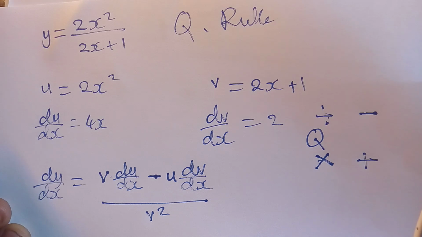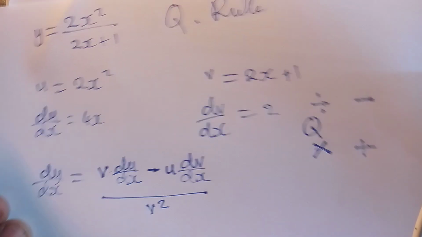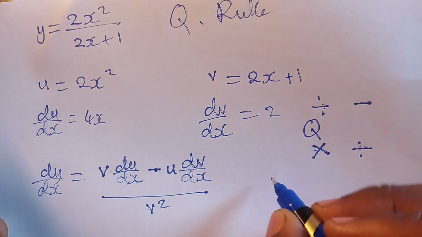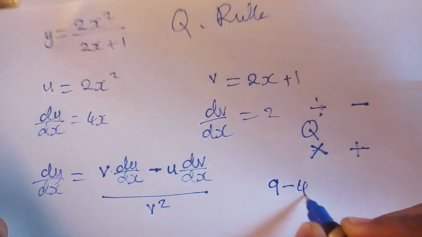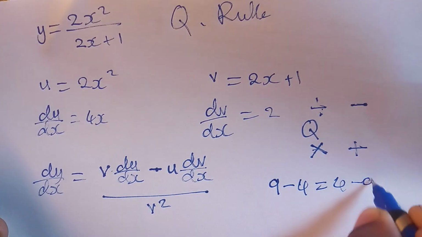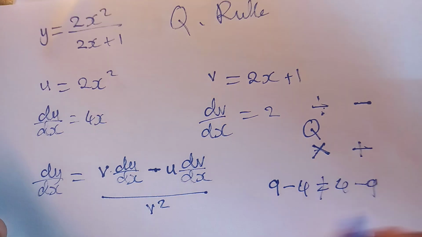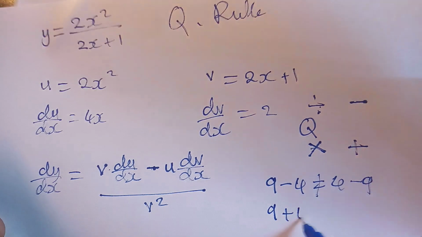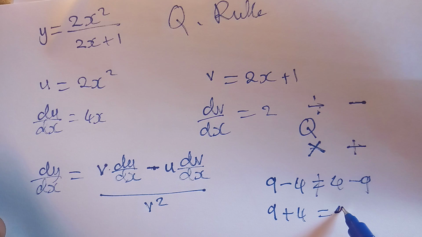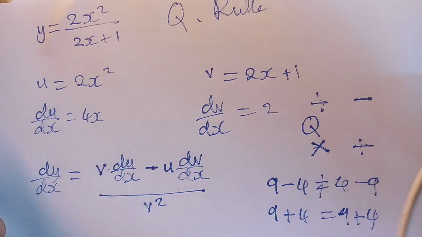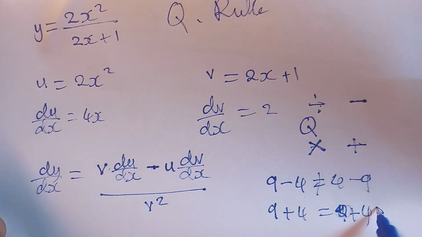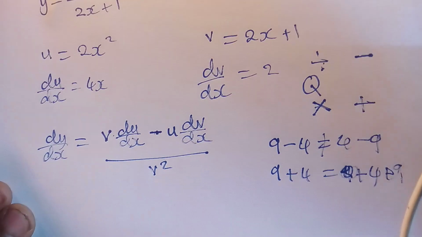That can only be done when you are dealing with the product rule, where it doesn't matter which one is being added first. But for subtraction, it matters. 9 minus 4 is not the same as 4 minus 9. These two are not the same. But when you are adding, yes, that's true. Whether you say 9 minus 4 or 4 plus 9, the answer will still be the same.